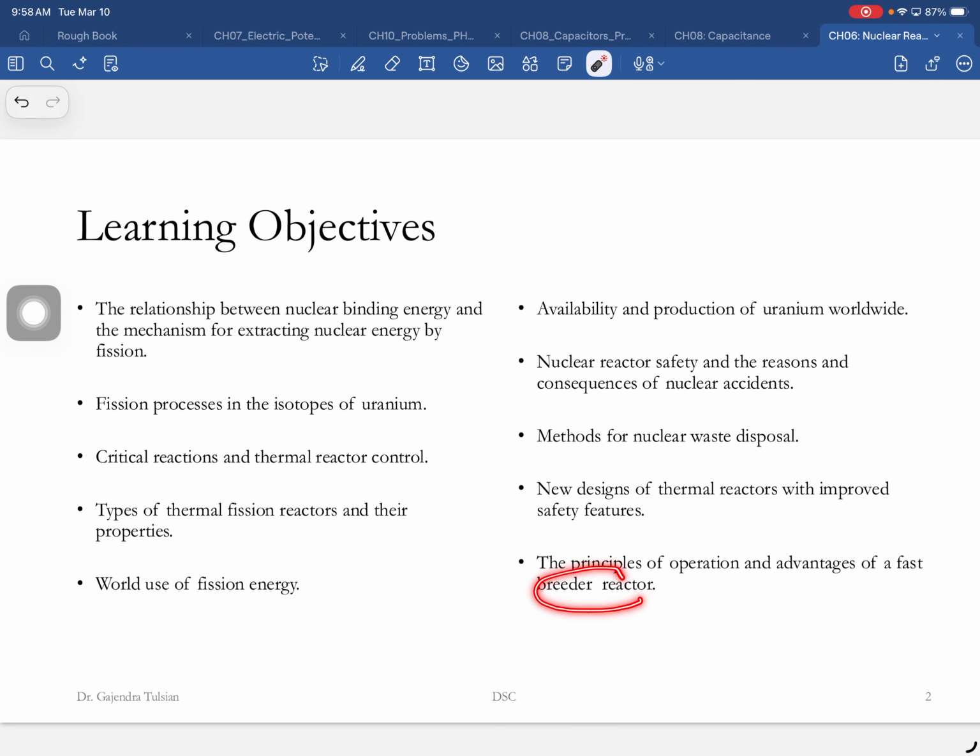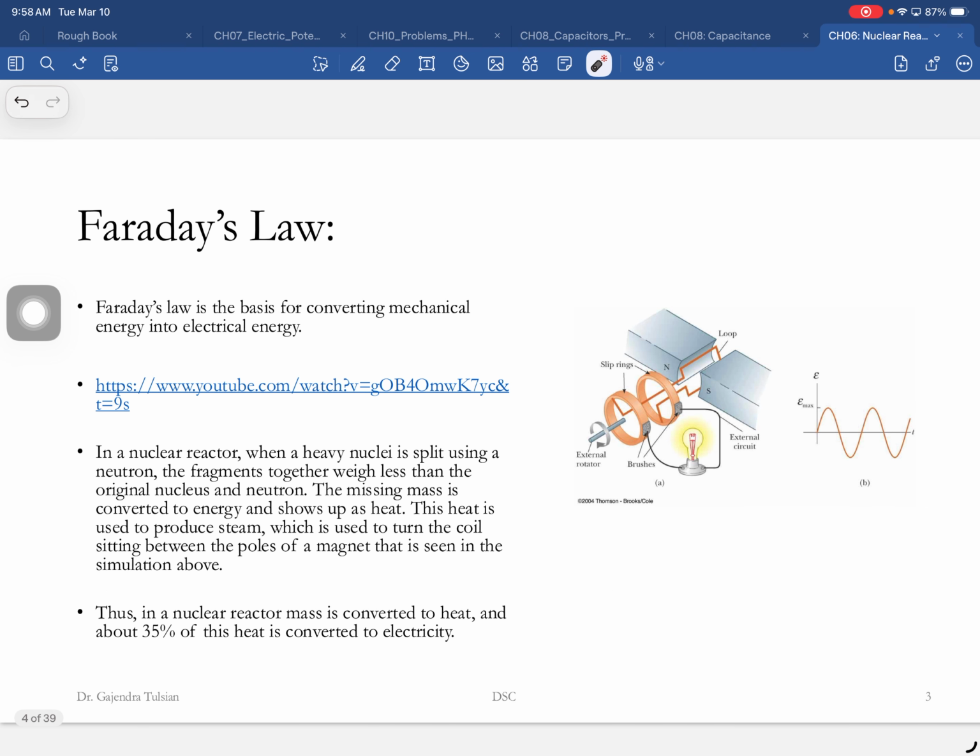And then we'll talk about breeder reactors. Breeder reactors produce fuel from U-238. So they'll produce plutonium, and you can also use thorium to produce fuel.